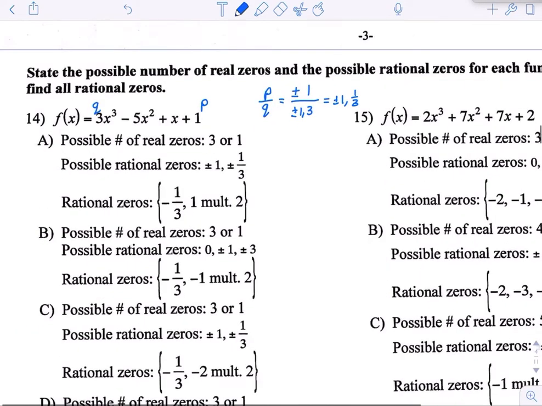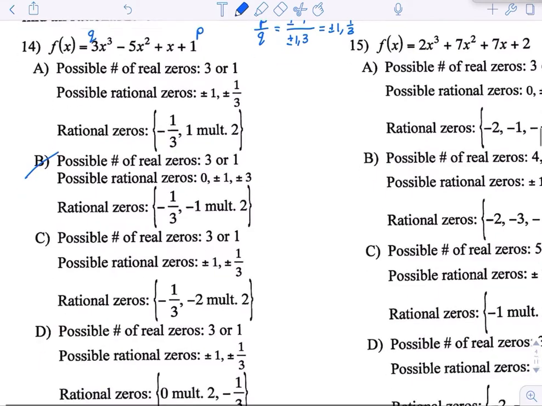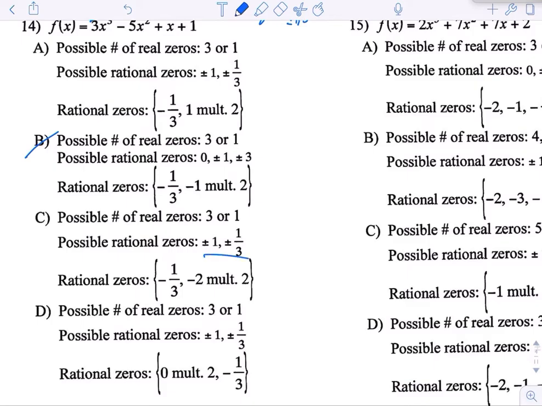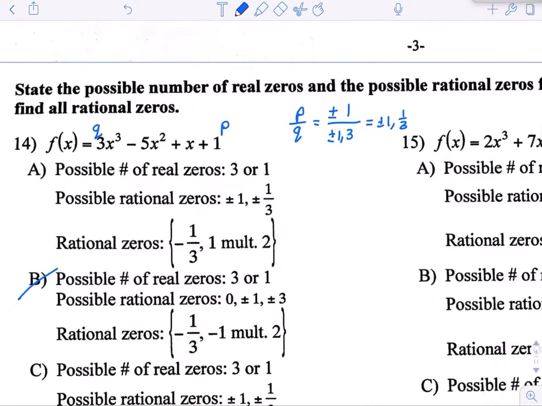So let's go down the list and see which one at least have the same P over Q list. Okay, this one looks good, so we're gonna keep that for now. This one, that one's not even the same. Cross that off. C looks good, and D looks good, okay? Now, remember about this list, you guys, your rational zeros should come from this list right here as well. So when I look at these rational zeros, negative 1/3 and 1 comes from here, so that looks to be good.